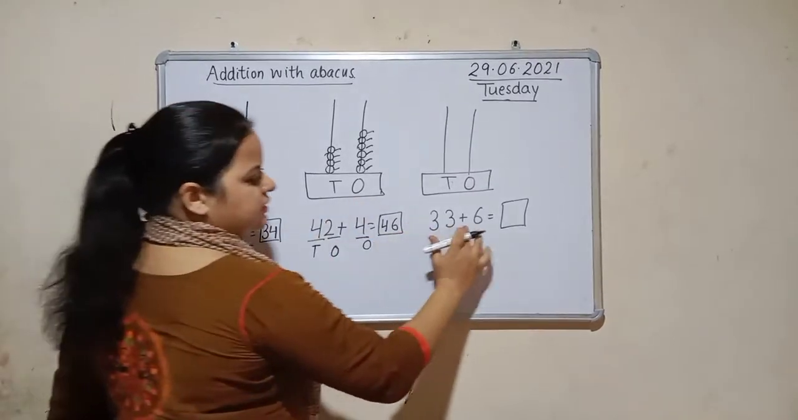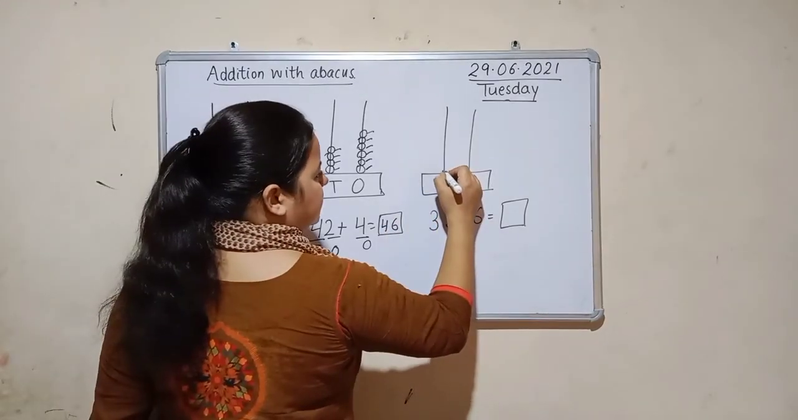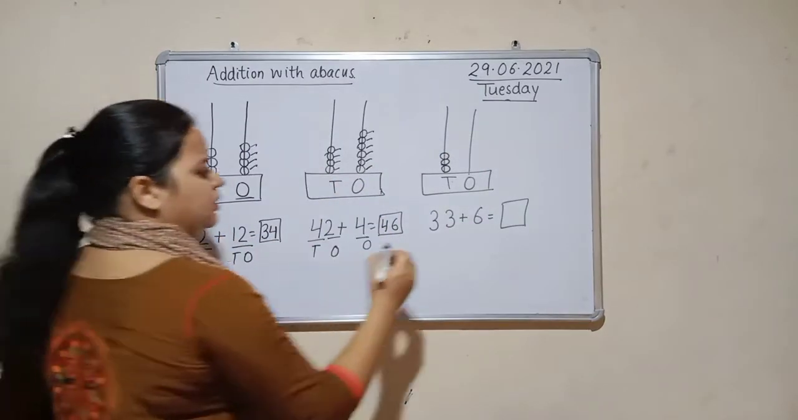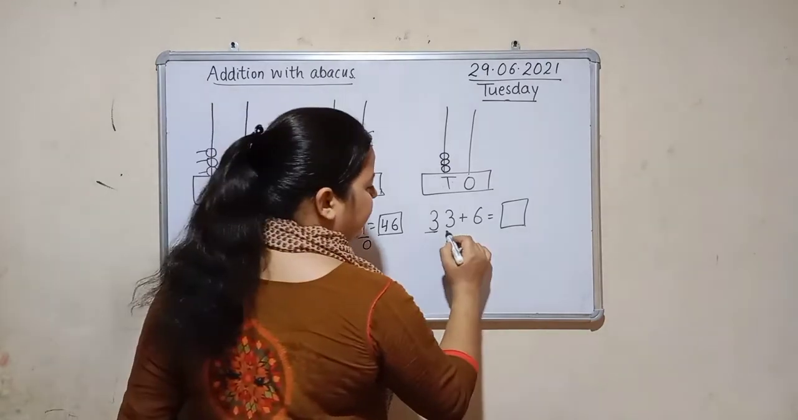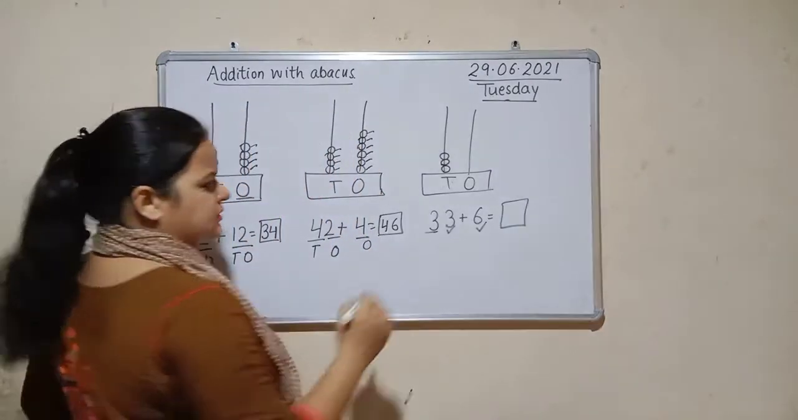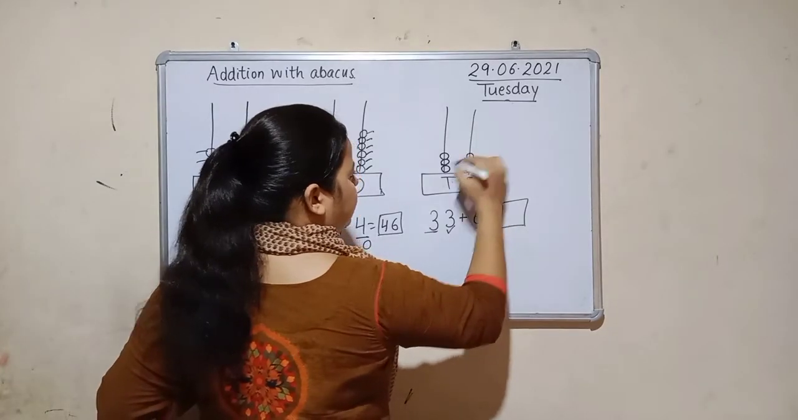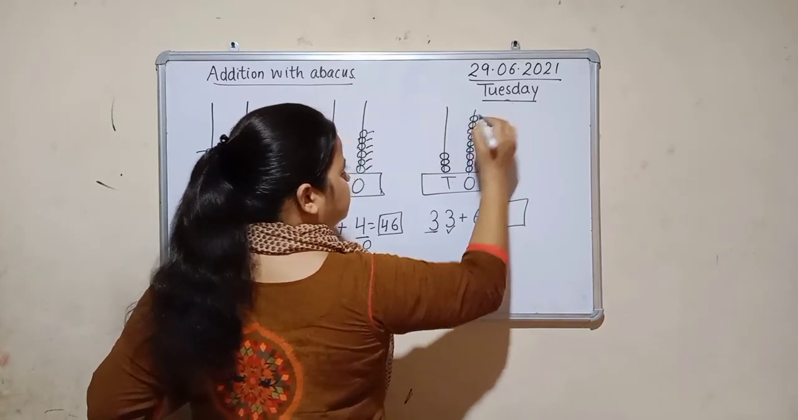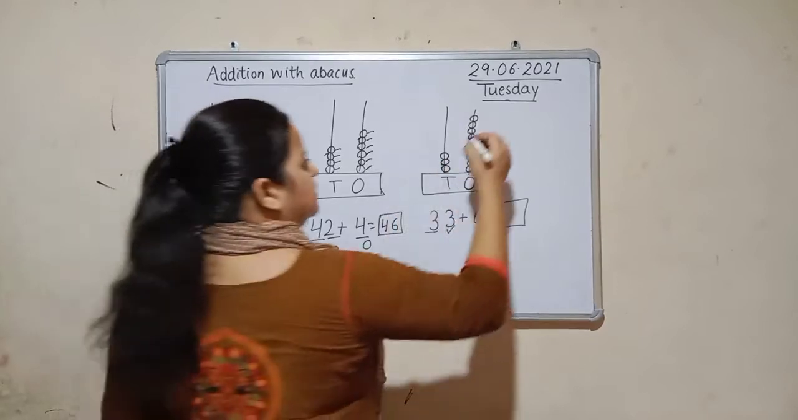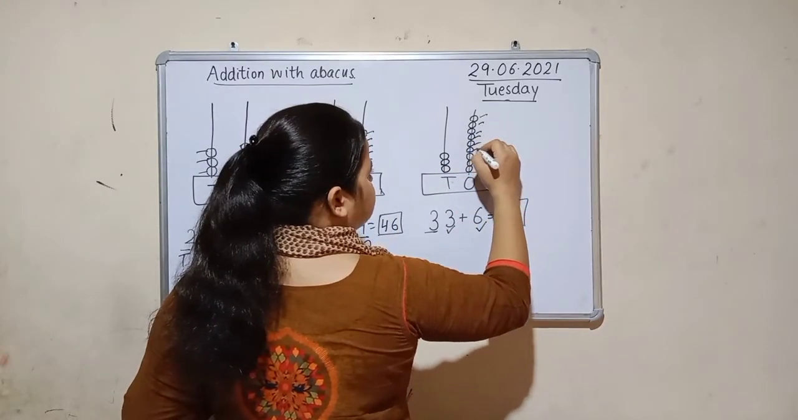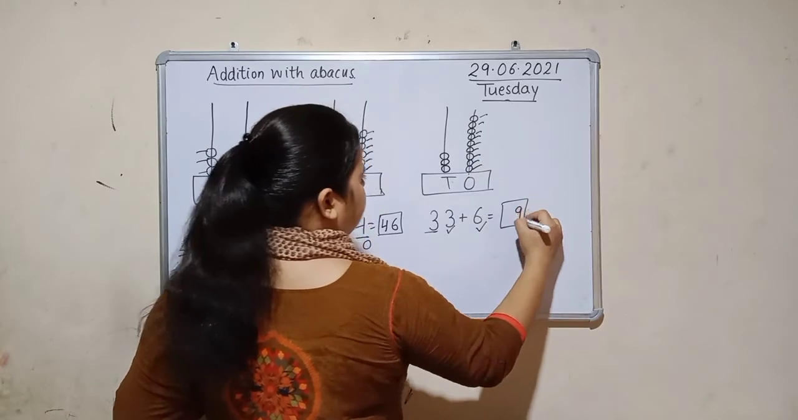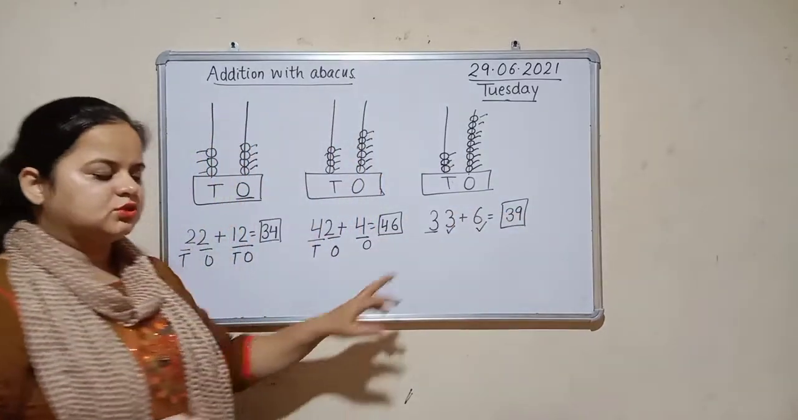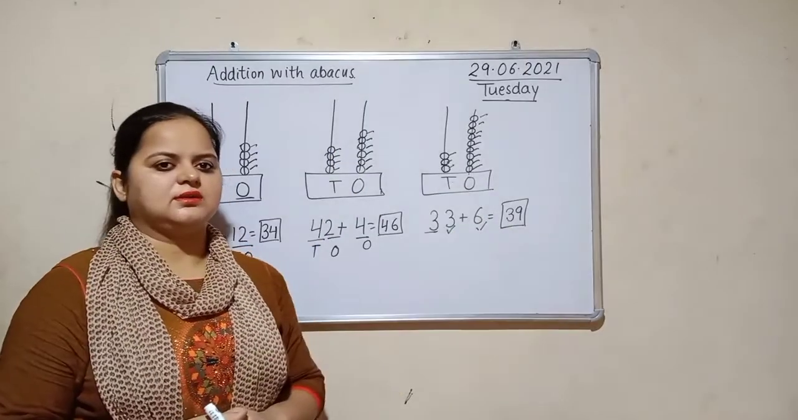The next is 33 plus 6. Here on this side, 1, 2, 3. We have to draw 3 circles only. And on the other side here we have 3 and 6. 1, 2, 3. Now we will draw 6. 1, 2, 3, 4, 5, 6. Let's count them now. 1, 2, 3, 4, 5, 6, 7, 8, 9. 9 on ones place. 1, 2, 3. 3 on tens place. So 33 plus 6 is 39.